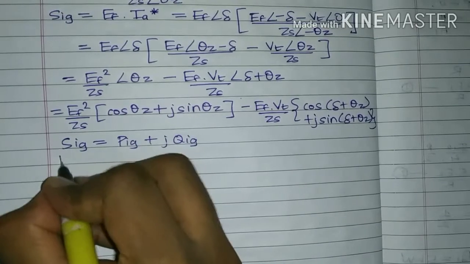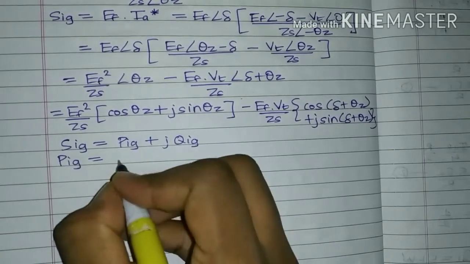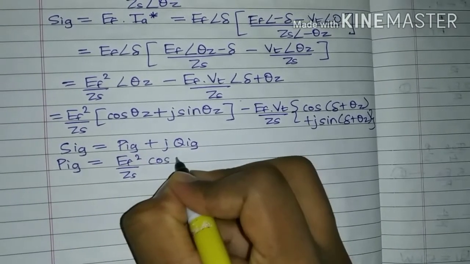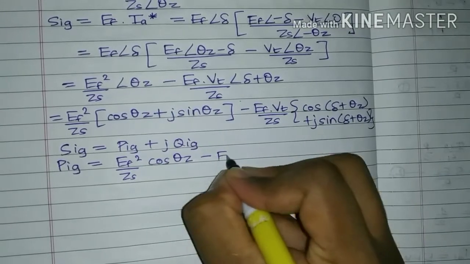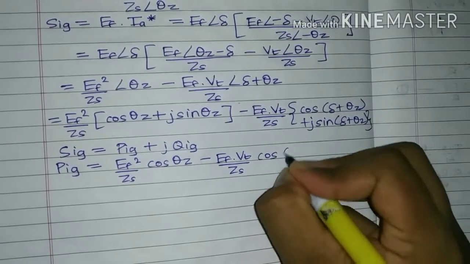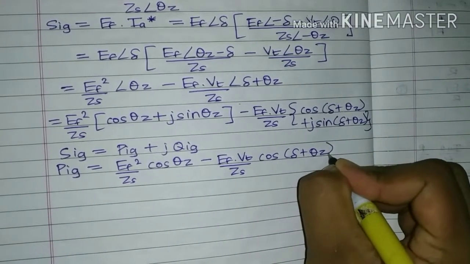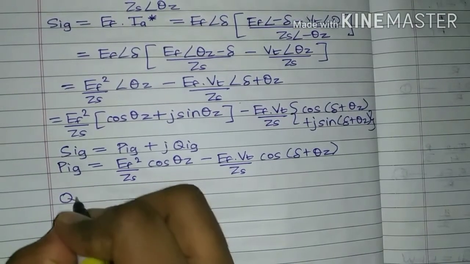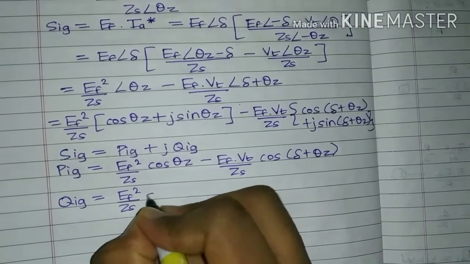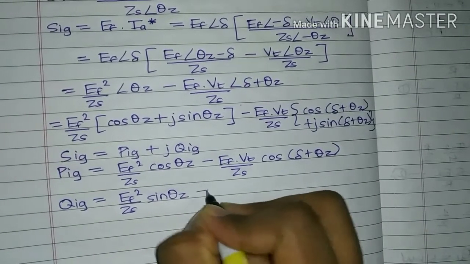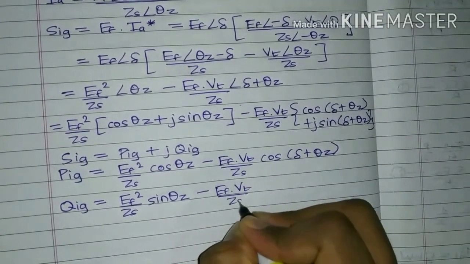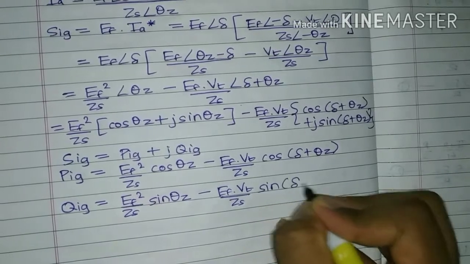So on equating the real and imaginary parts, we get PIG, that is the real power, is equal to EF square upon ZS cos of θZ minus EF into VT upon ZS cos of δ plus θZ. Similarly, we get the reactive power as QIG is equal to EF square upon ZS sine of θZ minus EF into VT upon ZS sine of δ plus θZ.